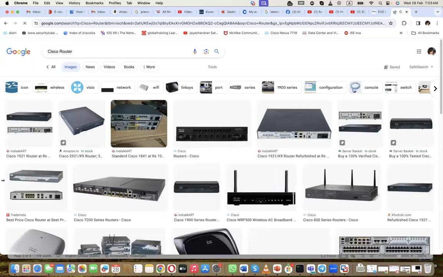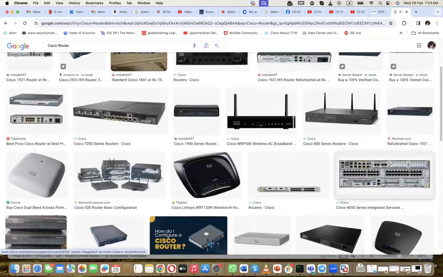Router. This is one. Is this a router or a switch? It's called an MLS, a multi-layer switch. The routing process has been enabled on the switch itself. Thank you. Any other questions?